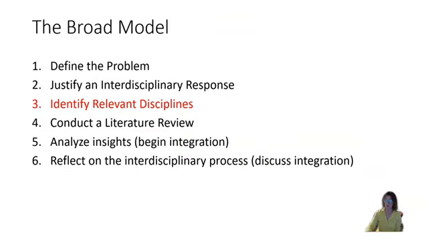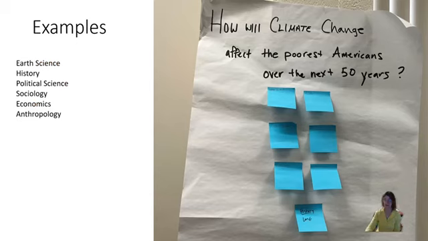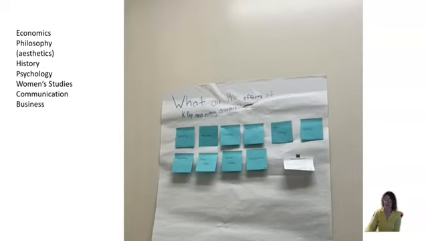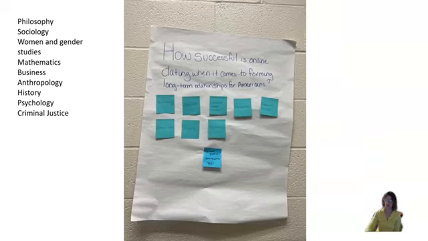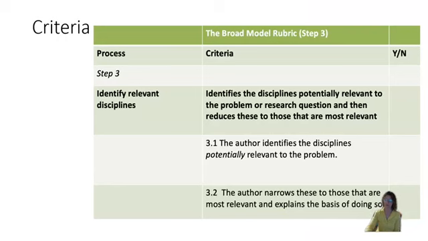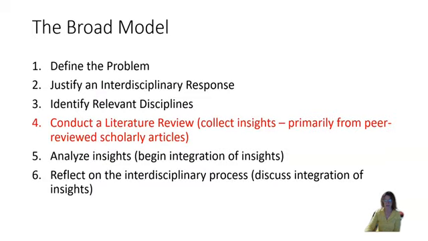In the next step, we actually look at what disciplines might be useful in investigating this complex problem. So looking at climate change, for example, and then I ask students to consider, well, which disciplines do you think would be relevant? And they will use sticky notes, and you could talk about which disciplines might be relevant, or in your own work, which disciplinary perspectives might be helpful. And again, here, the criteria, have you identified which disciplines are potentially relevant, and then narrow it down to which disciplines are definitely relevant. And we do that actually in the next step, where we go and do a library research to look at the disciplines that we've decided are potentially relevant.